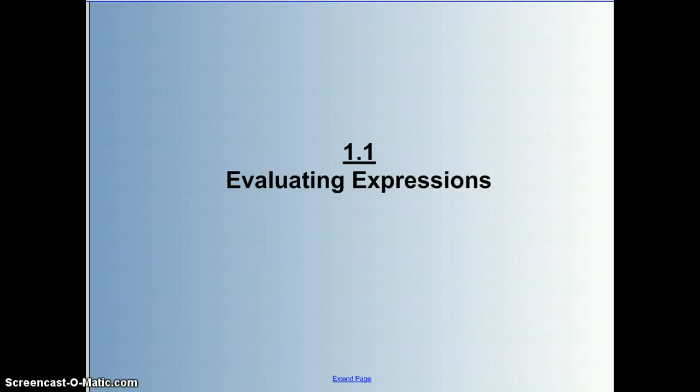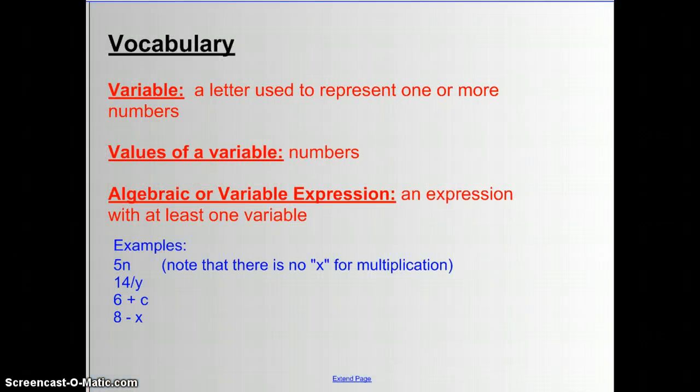This is Lesson 1-1, Evaluating Expressions. Before we begin, we have to all be using the same vocabulary.